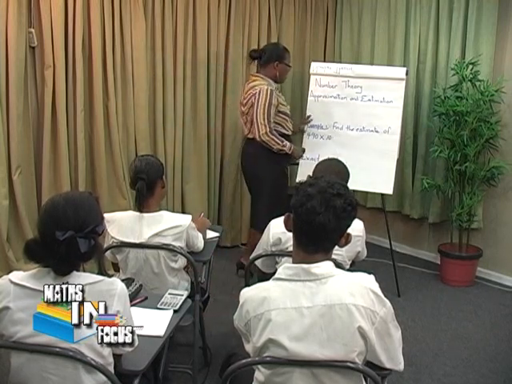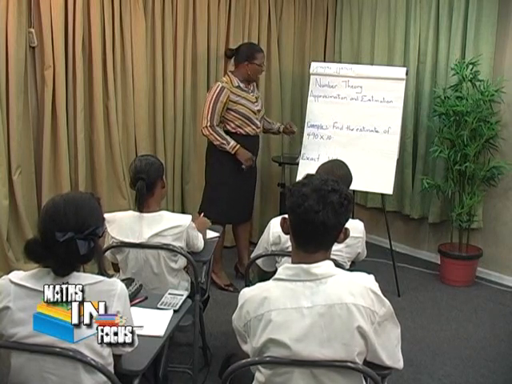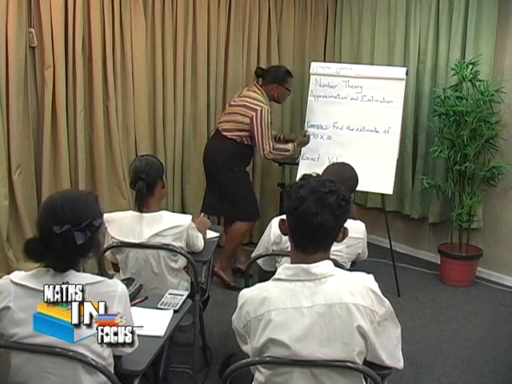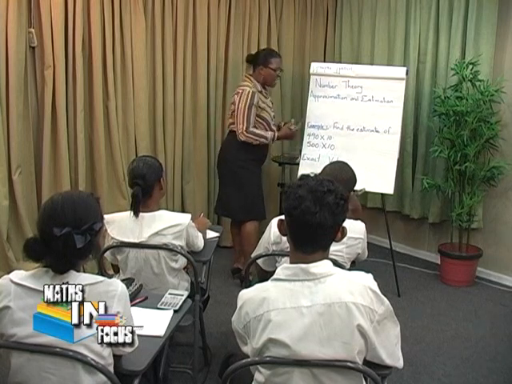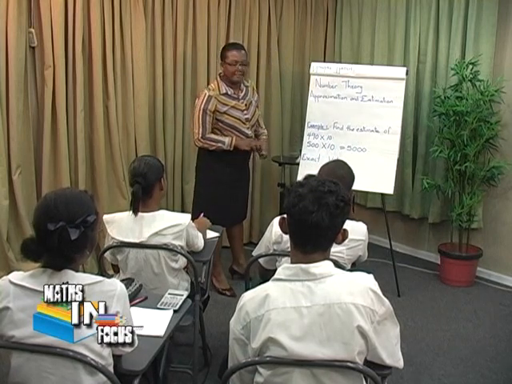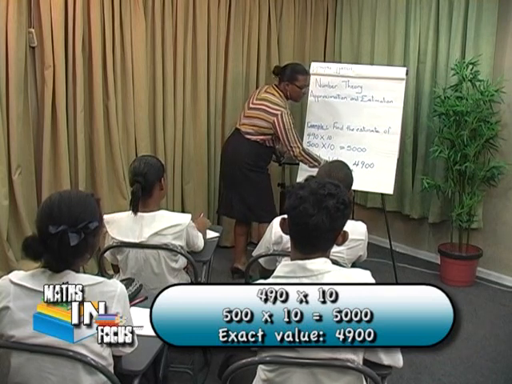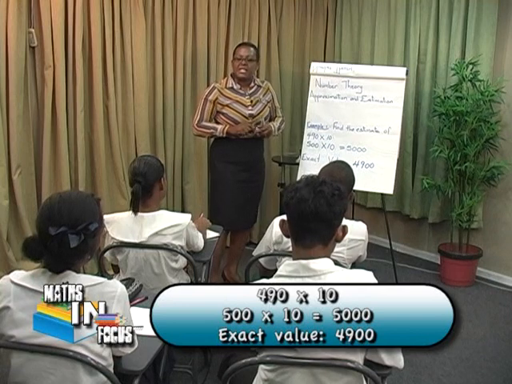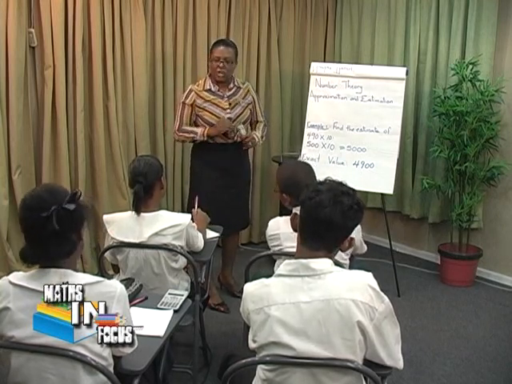Now here in example 1, I want to find the estimate of 490 multiplied by 10. Now I know that 490 is close to 500. And I take my 500 and I multiply by 10, and my estimate for 490 multiplied by 10 would be 5,000. But my exact value when I multiply 490 by 10 would be 4,900. And when we compare the exact value with the estimated value, we notice that the estimated value doesn't have a great difference from the exact value. It's somewhere in the vicinity of the exact value.